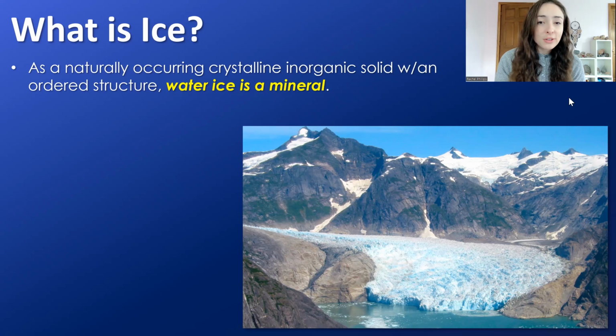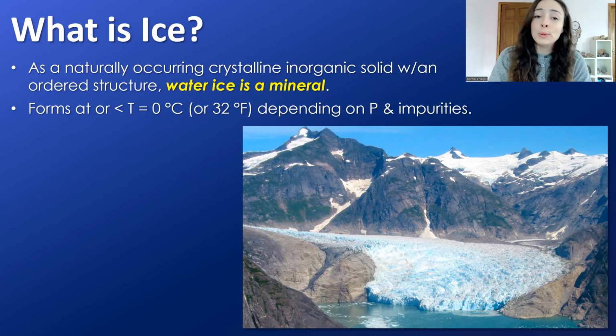So let's get started. Now, for some reason, this concept is weird to some people, but ice is a mineral. In other words, it's a naturally occurring crystalline inorganic solid with an ordered structure. And as we all know, it forms below the freezing temperature of water, which is 0 degrees Celsius and 32 degrees Fahrenheit. But this depends on pressure and the presence of impurities. For example, the melting and freezing temperature of water changes at pressures different than atmospheric pressure, the pressure at Earth's surface, and at different concentrations of impurities, for example, salt.